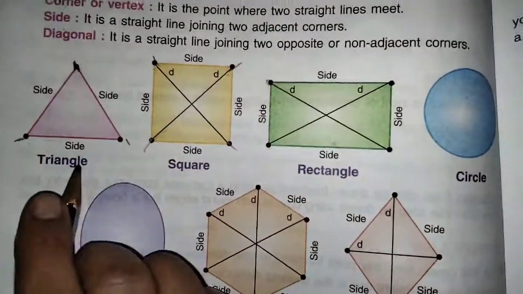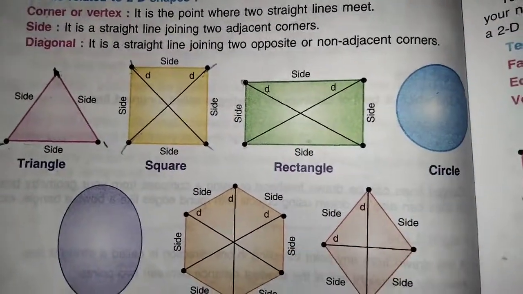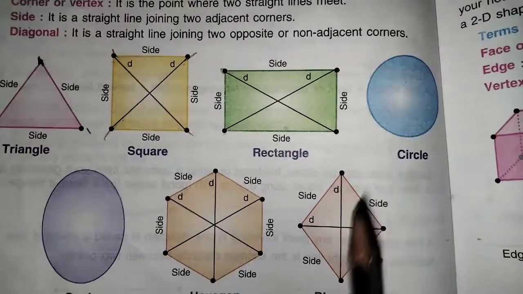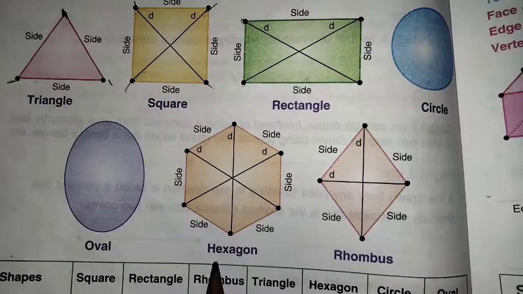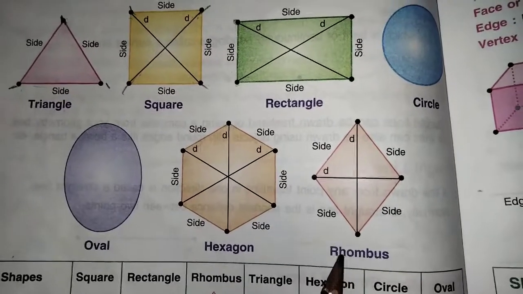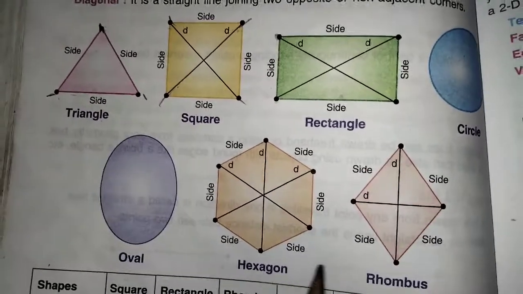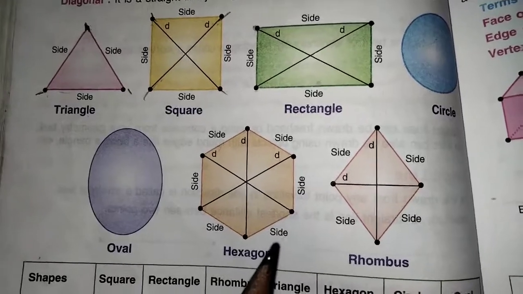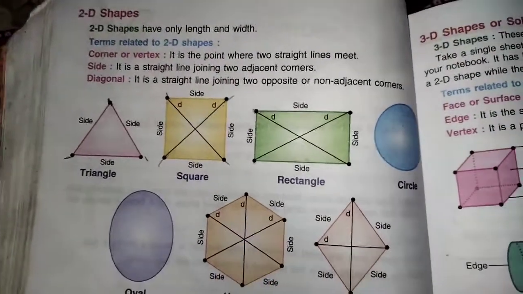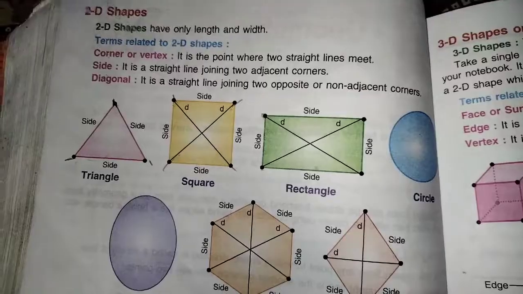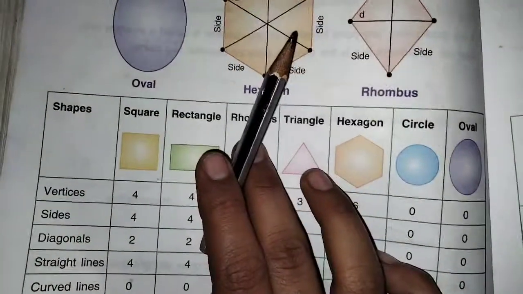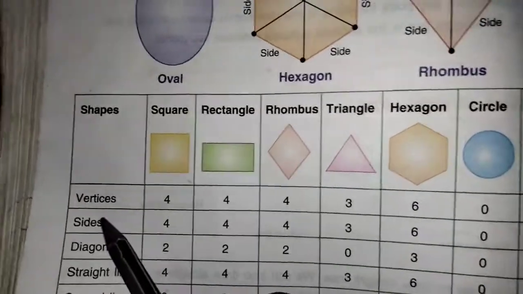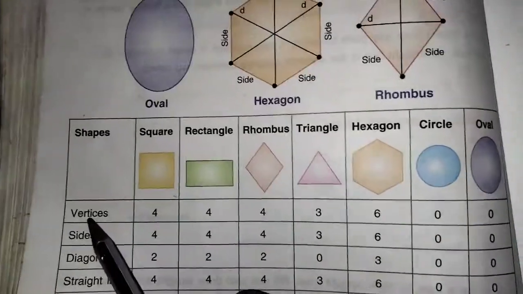This figure is a triangle, this is a square, this is a rectangle, this is a circle, oval, hexagon, rhombus. Okay, these are 7 diagrams of the 2D shapes. These are 2D shapes, children. Now you can see how many vertices there will be.